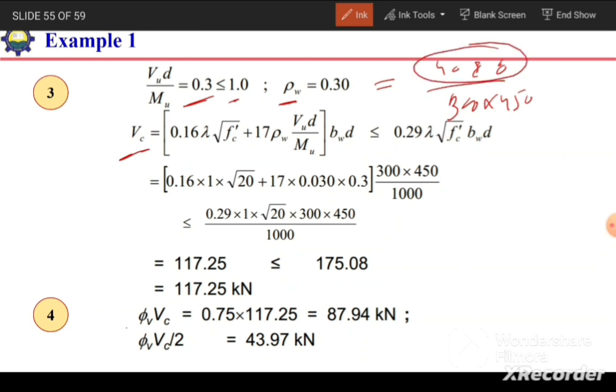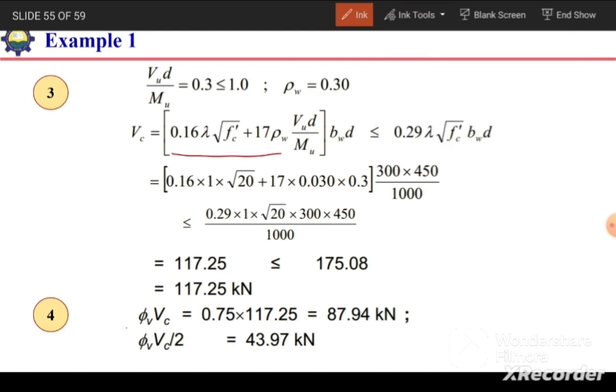So in the previous case we divided it by 2, but here we are not going to divide it by 2 because at this location at a distance 1.07 meter from the center of the support we have 8 longitudinal bars. So the reinforcement ratio will be calculated accordingly. By substituting the values in this expression we can get the Vc equal to 117.25 kilonewton, and it is less than 175.08 kilonewton, the upper limit.